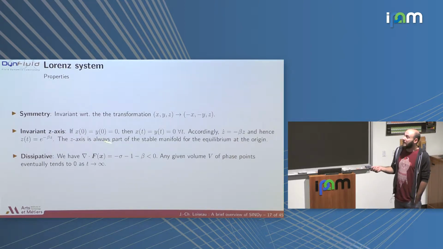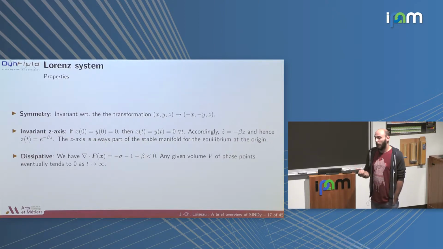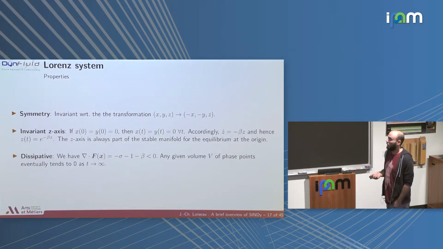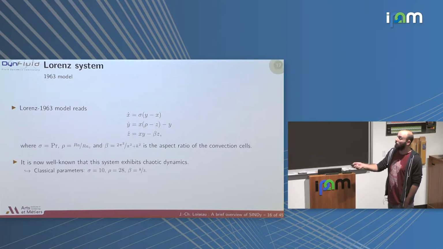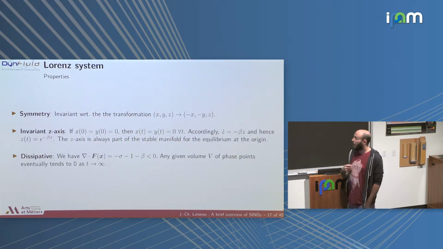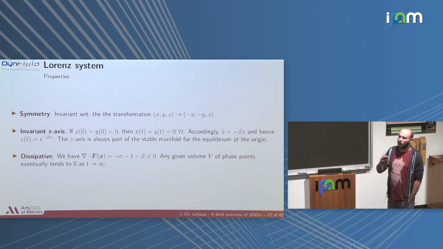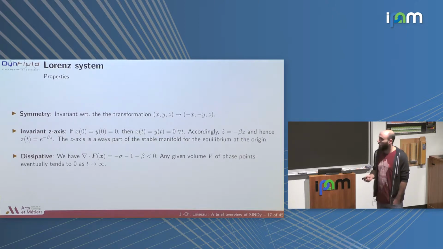The vertical axis actually is an invariant axis. It's a part of the stable manifold of the equilibrium point of the conducting state. And we have a dissipative dynamical system. If we consider this as a vector field and take the divergence, it will be negative in the whole phase space. So basically it tells us we can only have fixed points or chaotic dynamics, no quasi-periodic whatsoever.